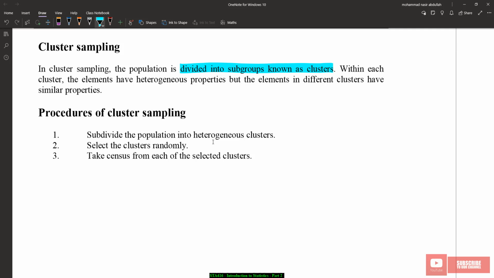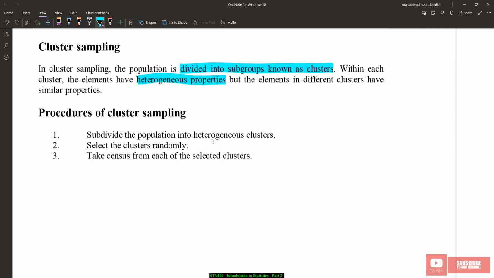Within each cluster, the elements have heterogeneous properties. Meaning, within one group, the characteristics may not be the same. Let's say I want to collect data on knowledge, attitude and practice on dengue fever prevention at Perak Tengah District. At Perak Tengah District, we have sub-districts. Let's say we have Belanja, we have Seri Iskandar, we have Tronoh, right? We have Bota, right? So those are sub-districts.